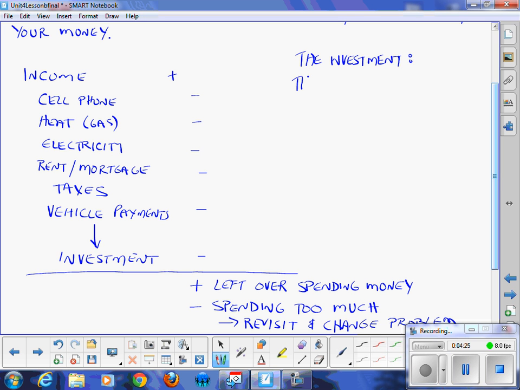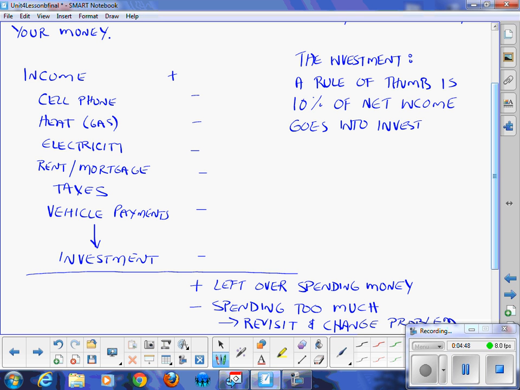The rule of thumb is 10% of net income goes into investment. Okay, so a rule of thumb is 10% of your net income goes straight into an investment, and that could be stocks, could be RRSPs. Okay, you do have some options out there. TFSAs. And those are things that you need to look at in the grade 11, grade 12 course. We'll talk about those specifically.